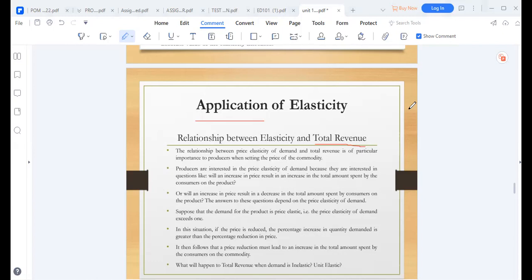So if the price is reduced when the situation is elastic, it means the percentage increase in the quantity demanded is greater than the reduction of the price. So what you need to understand in terms of elasticity and revenue: if you increase your price by a certain margin and your demand goes down by a smaller margin than you increased it, then demand is inelastic. But if the percentage of a price increase is exceeded by the percentage decline in quantity demanded, then demand is elastic. However, if your price increase is equal to the percentage decrease in quantity demanded, then we are in a unit elastic.